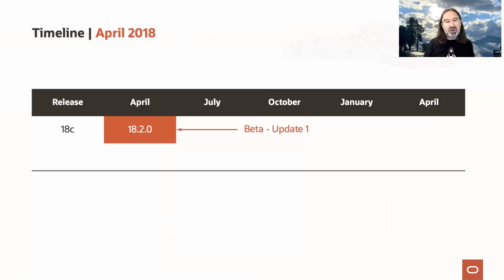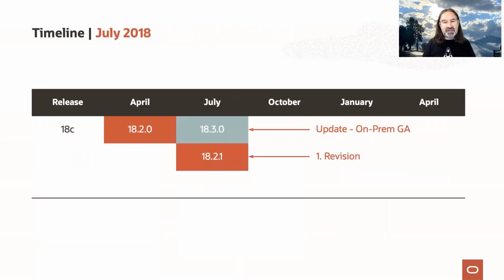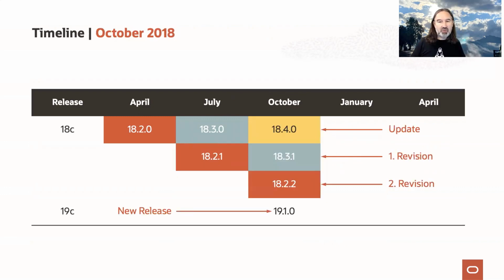So here we go with Oracle 18c. We released 18.2 in April 2018. This was the beta containing already update 1. And then in July, we released the on-prem release, 18.3.0. At the same time, the first revision for the April for those customers who started on beta. And in October, we have now 18.4, 18.3.1, 18.2.2.